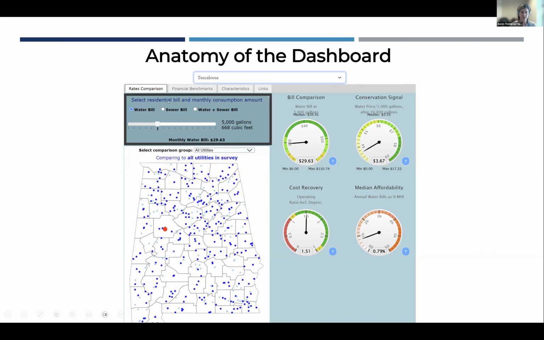Let's say Tuscaloosa did not offer sewer service. These would be grayed out, both sewer and water and sewer, and you would only have the option to select this water bill. So again, you can kind of learn a lot about the services that a utility provides just by kind of being in tune with the dashboard itself. In this case, Tuscaloosa provides both water and sewer service, so we have the option to select any of these three. Again, this is just kind of the first thing that you probably want to shift around if there's something in particular that you want to look at.